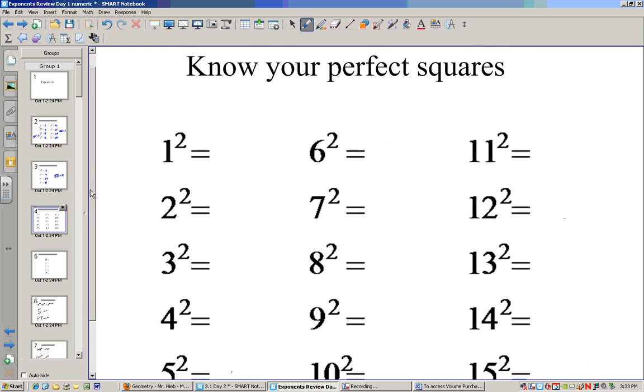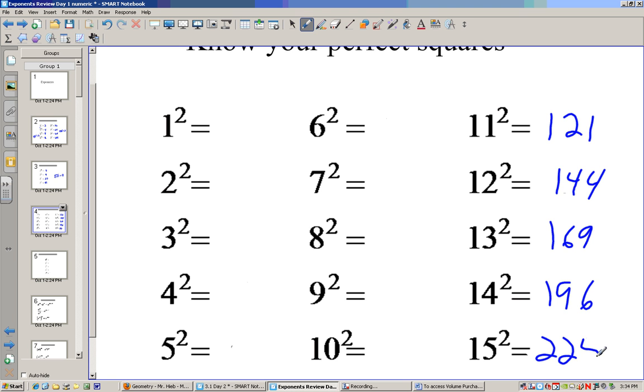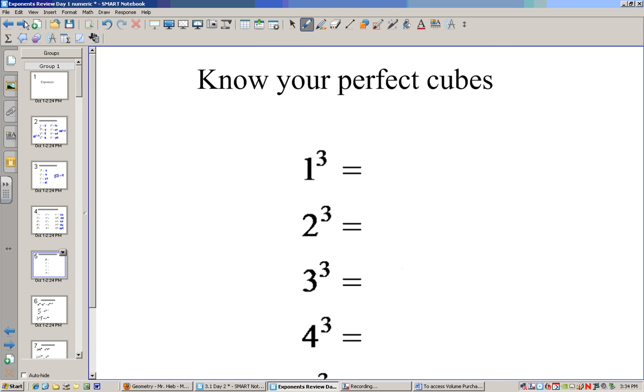We want you to know all of your perfect squares, and all of you should know your perfect squares up to 10. They usually start to get a little bit fuzzy right here. So 121, 144, 169, 196, and 225. If you don't know them, write them down and memorize them.